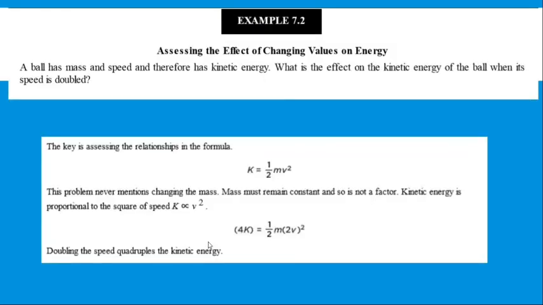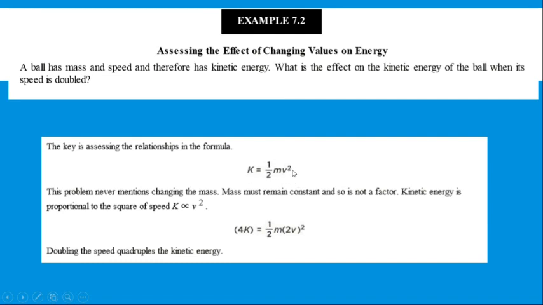Okay, let's see this example. A ball has mass and speed, and therefore it has kinetic energy. What is the effect on the kinetic energy of the ball when its speed is doubled? I told you before, girls, always when I ask you what happens to a variable when I change another variable, what you have to do is write the formula. The formula for kinetic energy is what? Half m v squared. What's the relation between kinetic energy and v squared?